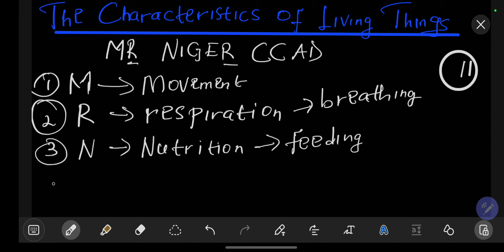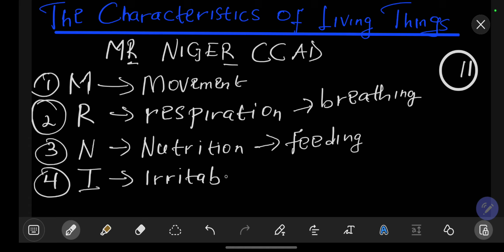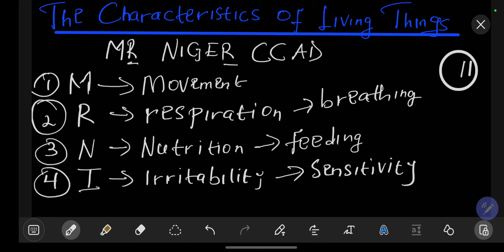Now the next is I. I stands for irritability. It can also be called sensitivity. It refers to one's ability to respond to touches, to changes, to stimulus. For instance, when someone touches you, you turn to see who touched you. So it means you have the ability to respond to touches. When the wind blows, the plant responds by moving. So it means it responded. So plants are living things just like humans.